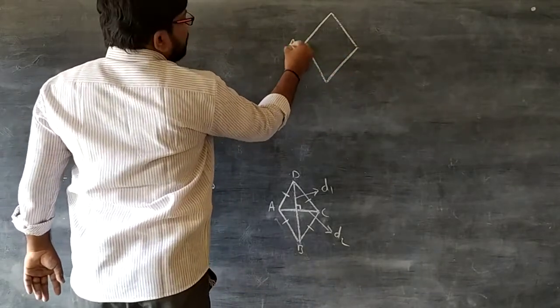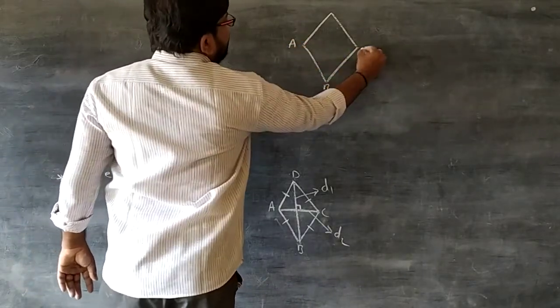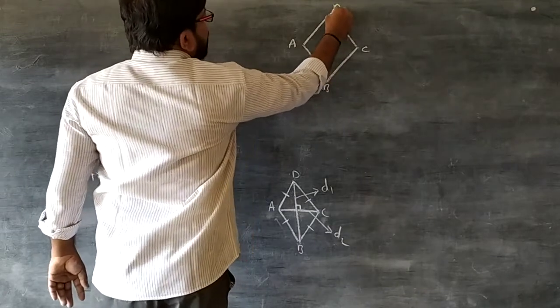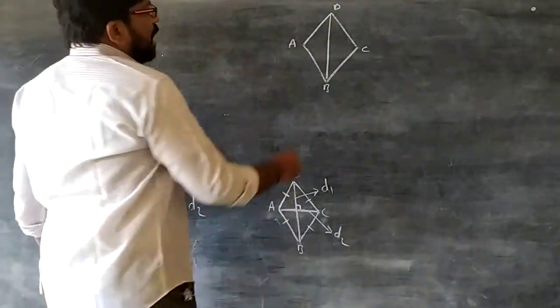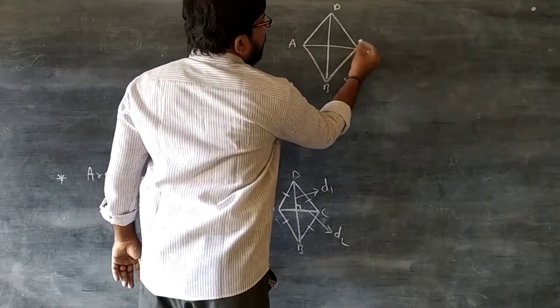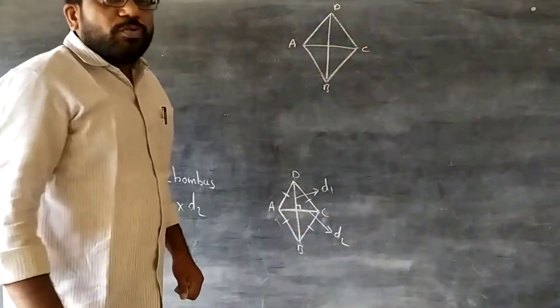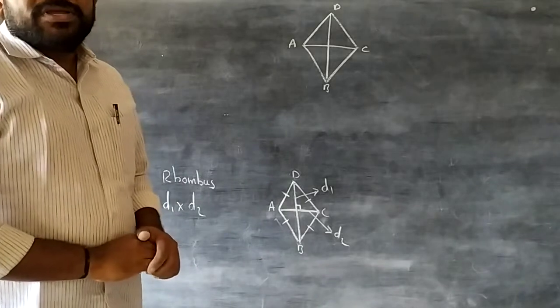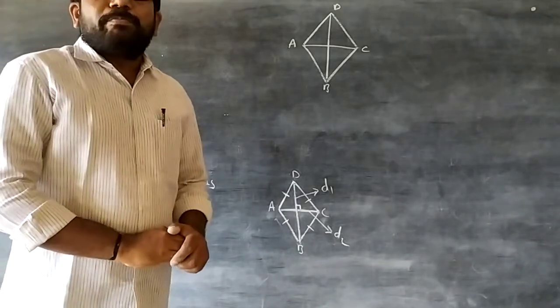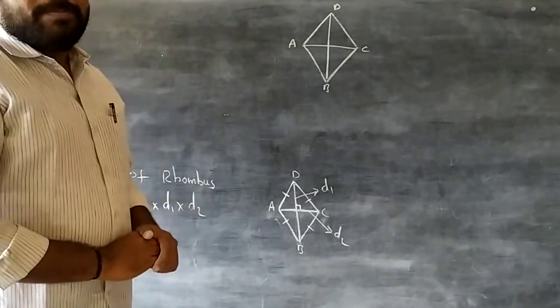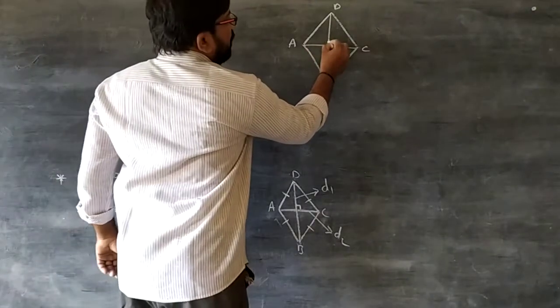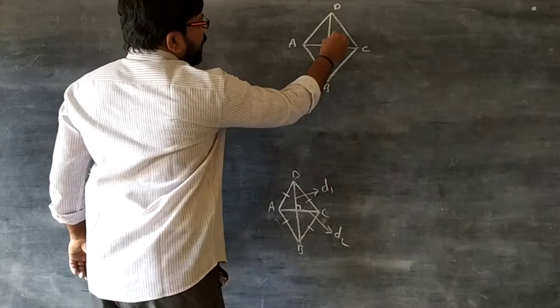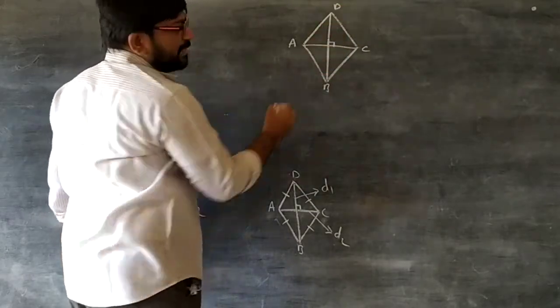This is rhombus ABCD, and this is the first diagonal, that is D1, and this is the second diagonal, that is D2, right? So we know very well that in a rhombus, the diagonals perpendicularly bisect each other, right? The angle between the diagonals is 90 degrees. The total distance is D1.